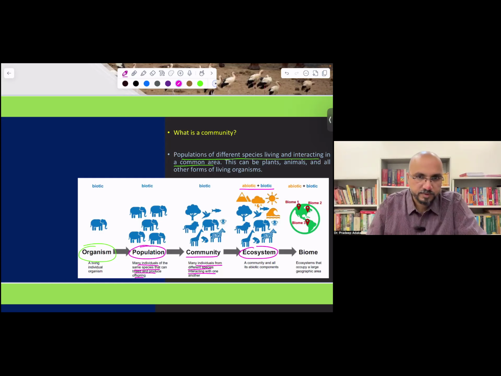So we have understood what is community. For example, plant community, animal community. So multiple animal species are there, multiple plant species are there, multiple microorganisms are there. Okay, so this can be plants, animals, or all other living forms. Together they form community.